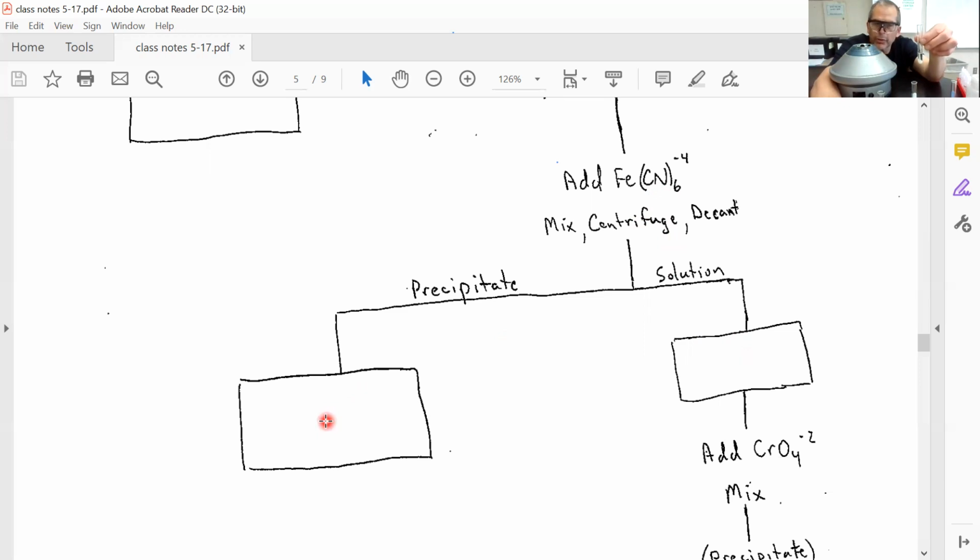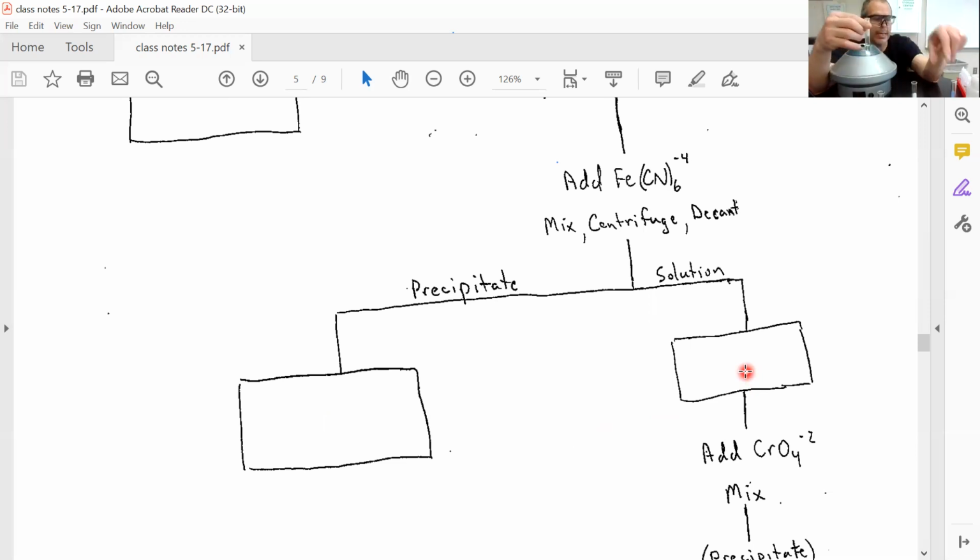Now the silver also forms a precipitate, but we got rid of that a while ago. So the silver is gone, so we don't have to worry about that here. So this zinc would be the precipitate here, that white fluffy precipitate. And then what we have left here in the solution would be barium, I think.